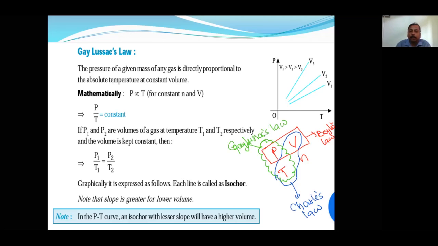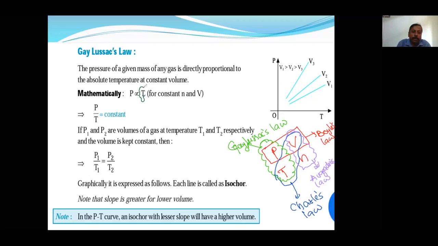Then one more thing is left over, that also I will cover here itself. I will take purple color, volume and number of moles, with Avogadro's law. Avogadro's law is related to volume and number of moles. Now let's see further. So first in this session, pressure and temperature relation. In Gay-Lussac's law, pressure and temperature.